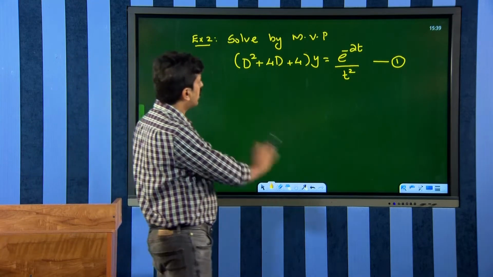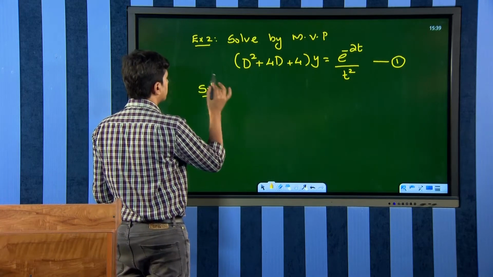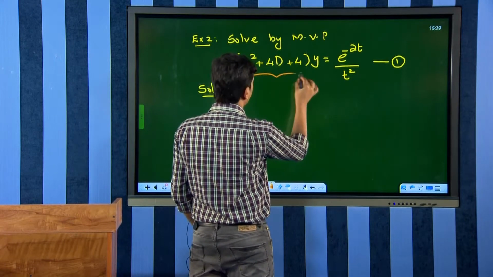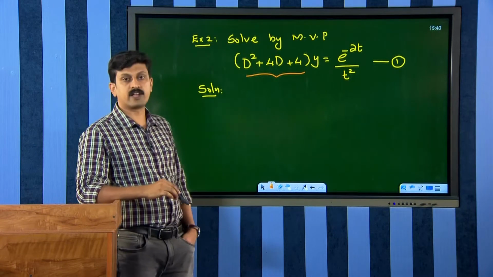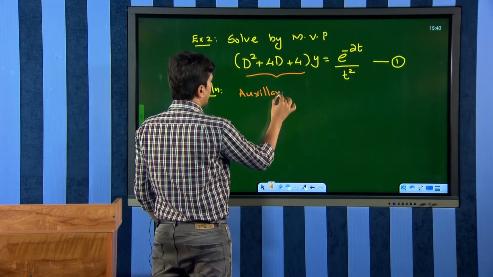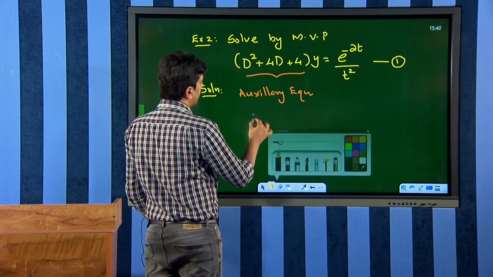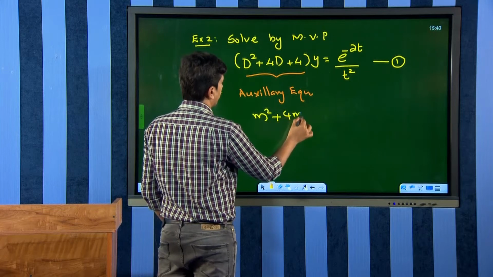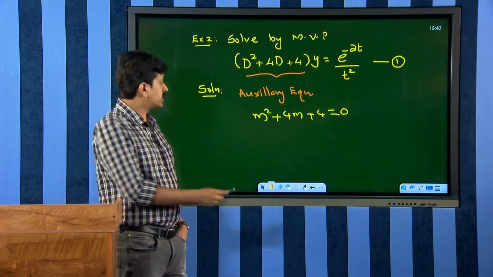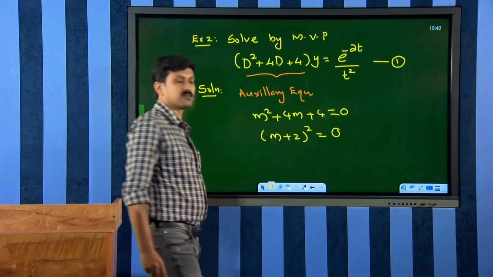This is the homogeneous part. While solving this, we first work on the homogeneous part. The auxiliary equation for the homogeneous part is m square plus 4m plus 4 is equal to 0. This is actually m plus 2 whole square is equal to 0.